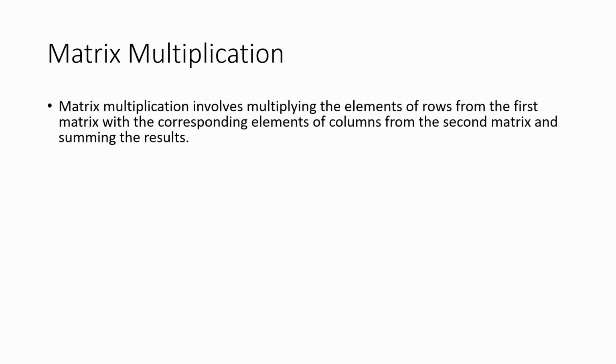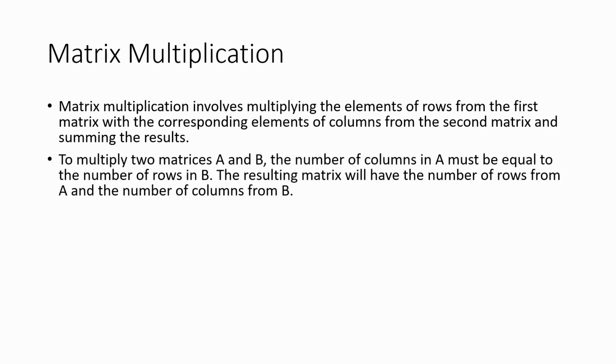Matrix multiplication. So matrix multiplication involves multiplying the elements of rows from the first matrix with the corresponding elements of columns from the second matrix and summing the results. To multiply two matrices A and B, the number of columns in A must be equal to the number of rows in B. The resulting matrix will have the number of rows from A and the number of columns from B.